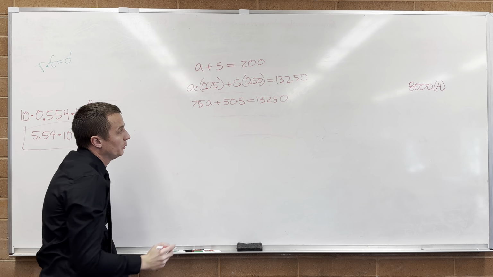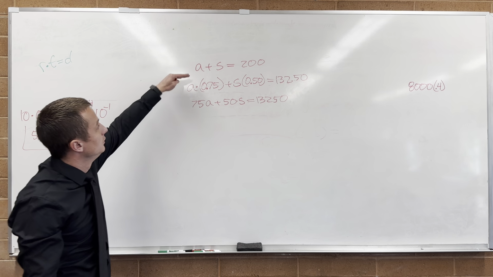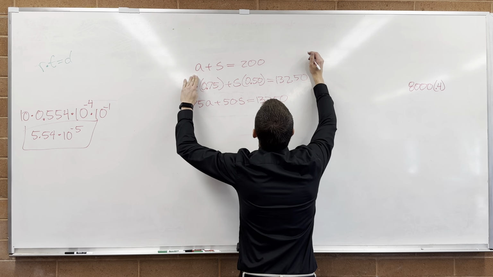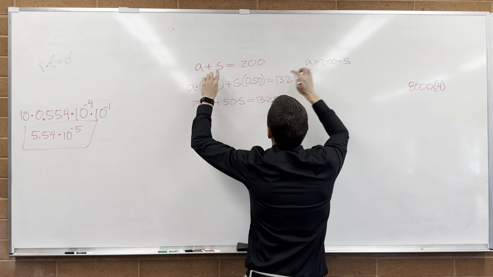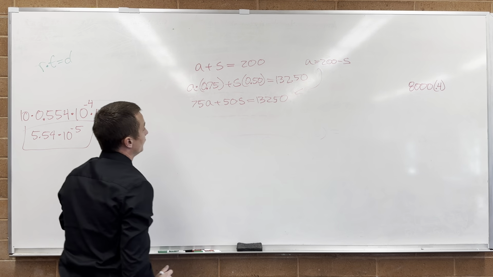Okay, so we can ignore that equation now. We have two equations, two unknowns. Solve for one variable, substitute into the other. Doesn't matter which way we do it. Up here, should I solve for a or s? A. So a is equal to 200 minus s. Just subtract the s to the other side. Now we substitute that in down here, and we'll solve for s.